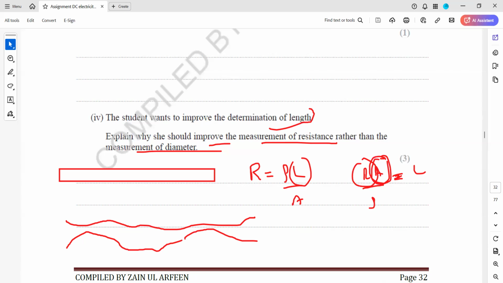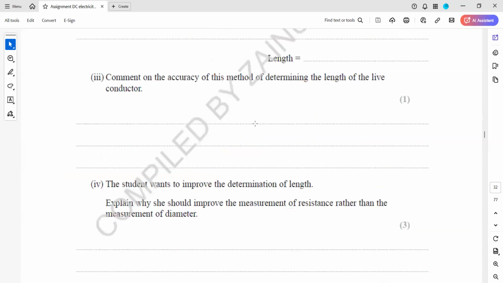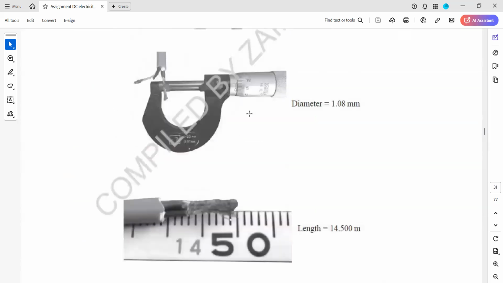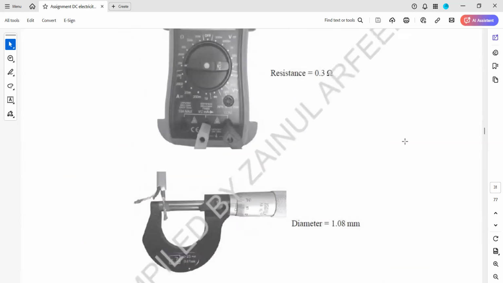and another thing is, if you compare the diameter and the instruments which are used, you can compare them as well. If you compare, to measure a diameter, what was the uncertainty in the measurement?